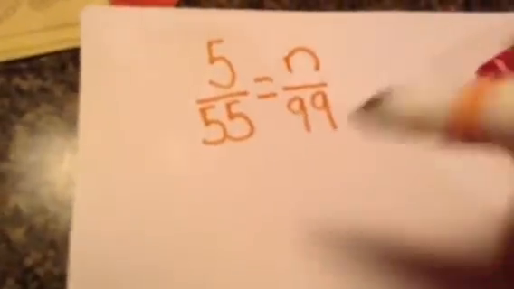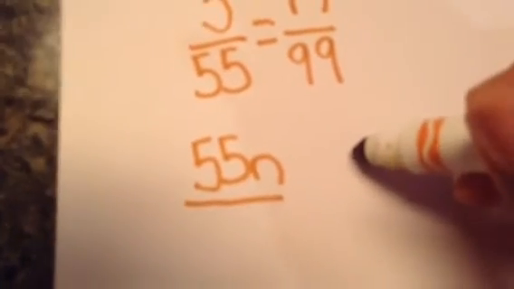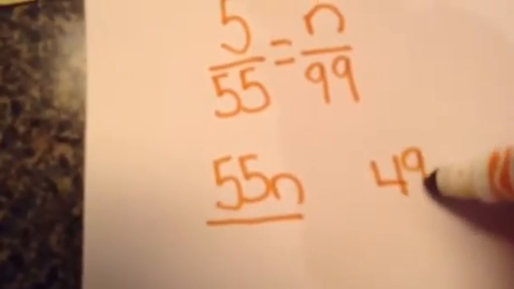So we do 55 times N, which is 55N. And we do 99 times 5, which is 495. Sorry it took me so much time to get this. And excuse my handwriting. I'm really not neat.